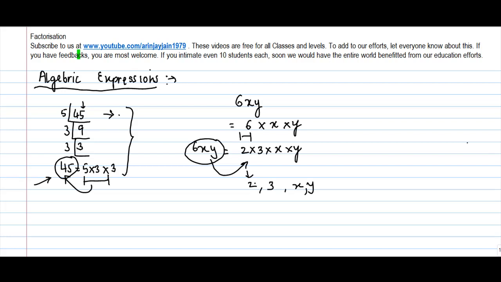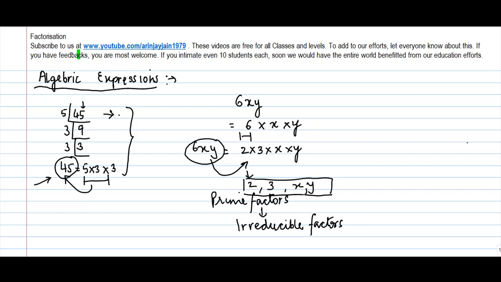In algebraic expression, instead of saying we have the prime factors, we sometimes refer to this as irreducible factors, which means that these factors cannot be reduced further. And each of these factors, which is 2, 3, x, y, divide the expression 6xy such that what is obtained is another expression which does not contain any kind of a division form or something. Right? So this is how you basically find out the algebraic expression in the most simplest of the forms.